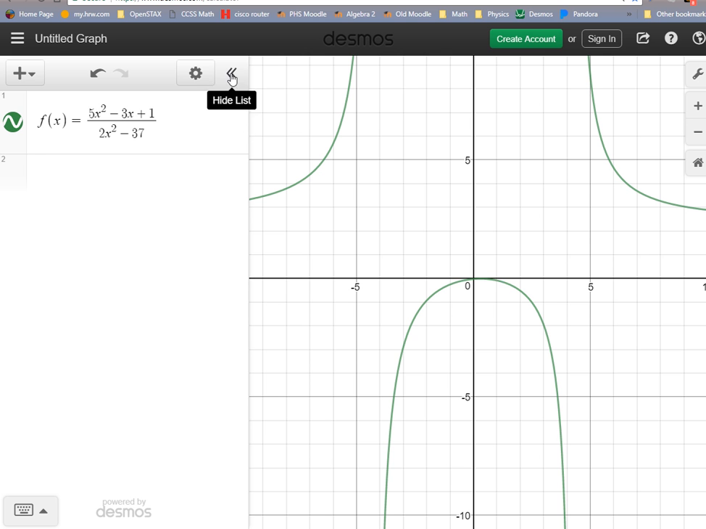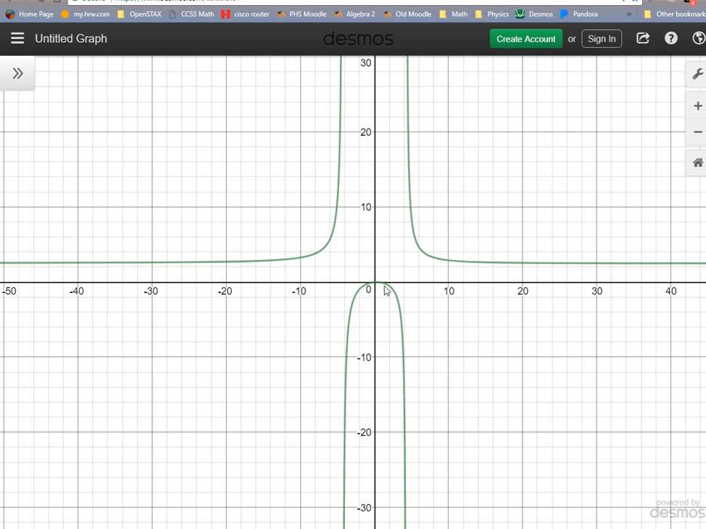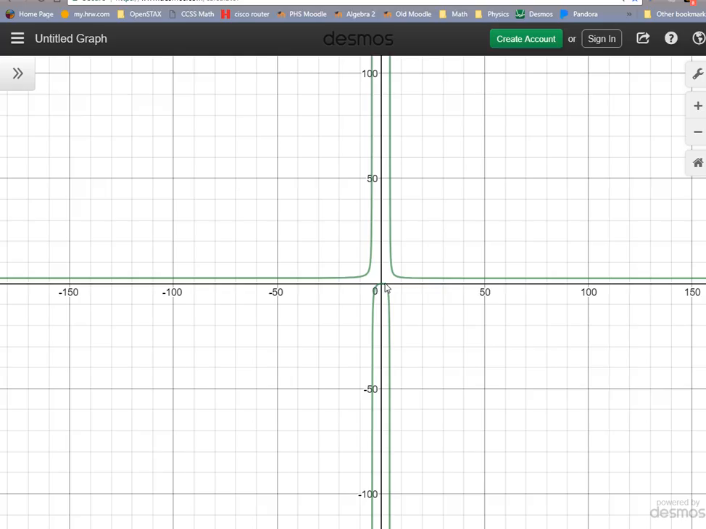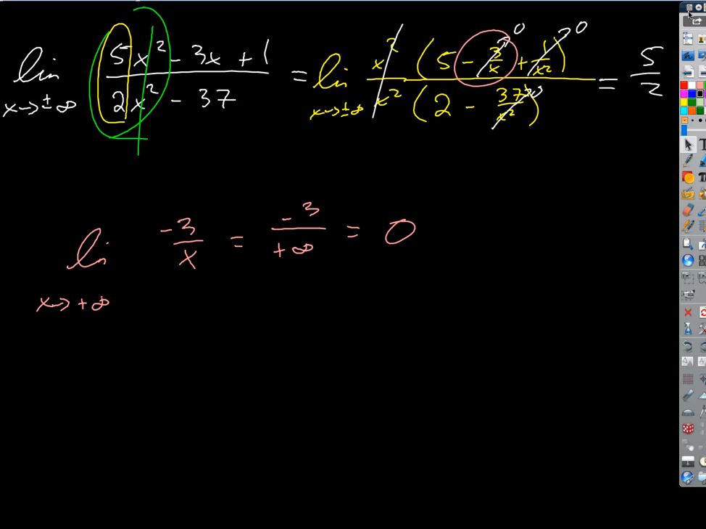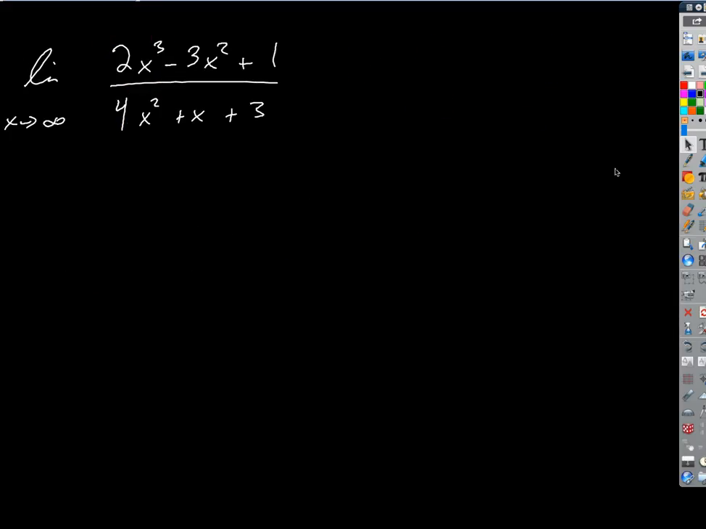But as I zoom out, what do you see? There's a horizontal asymptote at what y value? 5/2, right? 2.5. As we get further out there, it's trying to get there. So both of those first two examples did have horizontal asymptotes. First one was at 0, second one was at 5/2. What about this one? Is that going to have a horizontal asymptote?